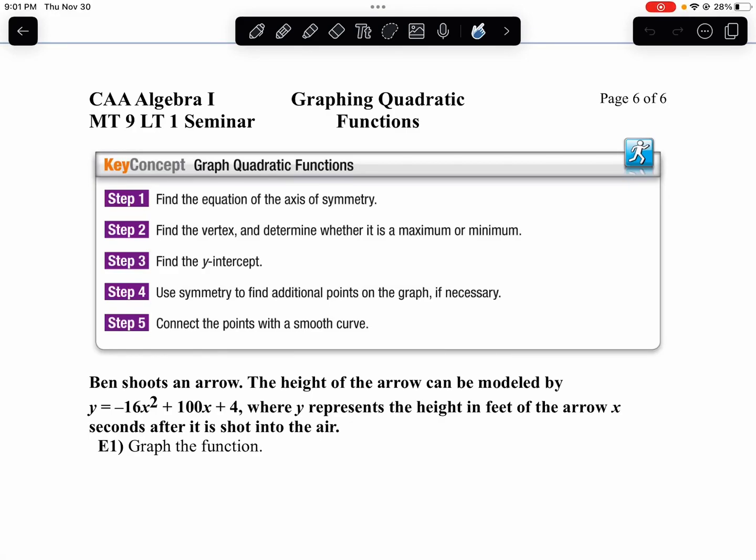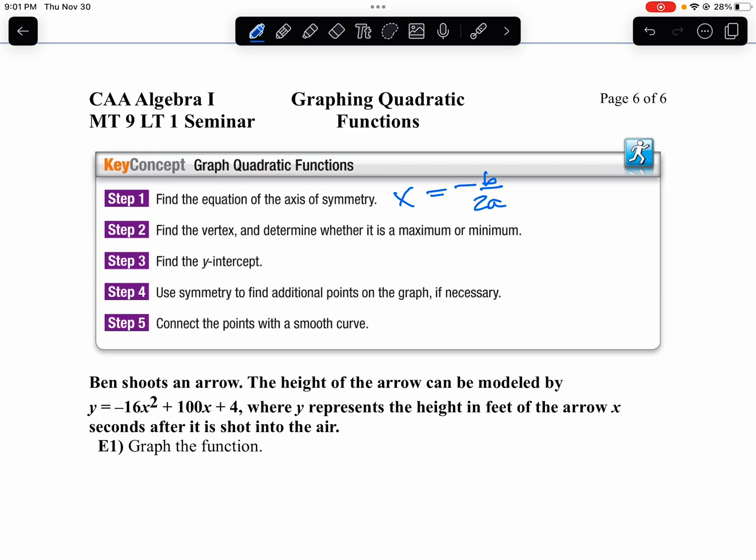To graph a quadratic equation, here are the step-by-step instructions of how you're going to do that. First thing you're going to do is find the equation of the axis of symmetry. Remember, that's going to be x equals negative b over 2a.